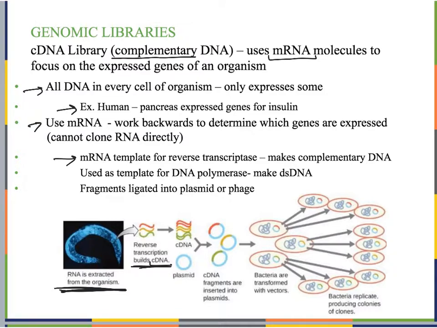So then the rest of the steps are pretty similar, right? We've built the cDNA, so now the cDNA is just used like our chopped up DNA previously. Put into a plasmid, inserted in, so once they're inserted into the plasmid, then we put them into the bacteria, and then we clone the bacteria, and we have our genomic library, which in this case is a cDNA library. And then we can see what these cells are expressing.